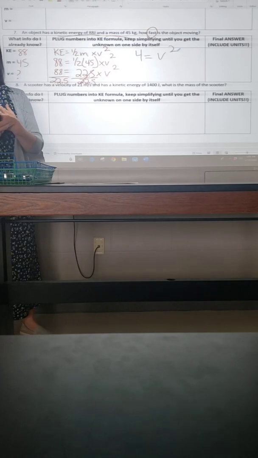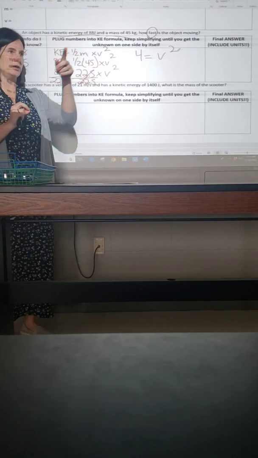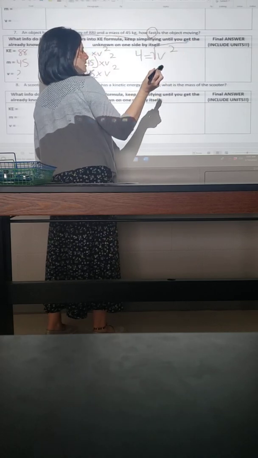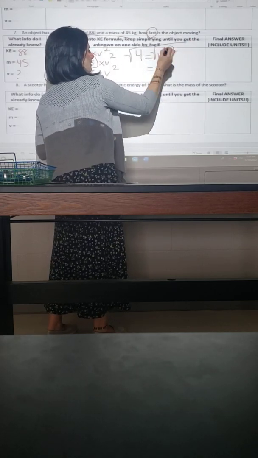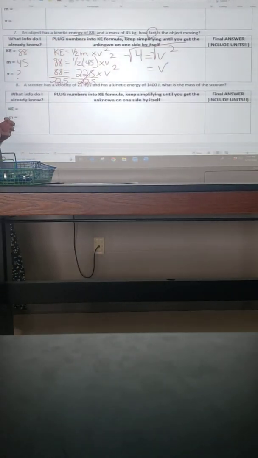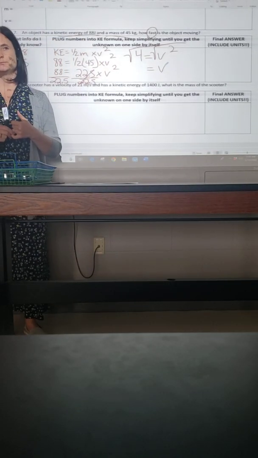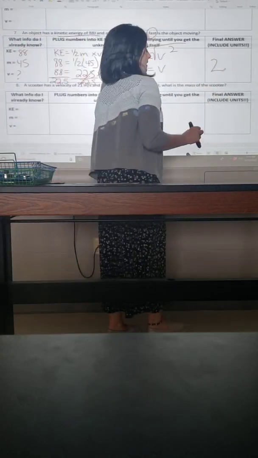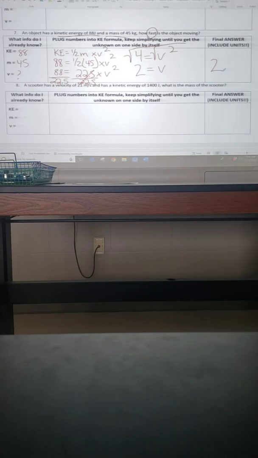How do we get rid of the square? Because that's the very last thing we want to do. Square root. Good. We square root it. Whatever I do to this side, I have to do to the other as well. So my v squared changes to v. And what is the square root of 4? So this becomes my velocity, and what are the units that have to go with that?